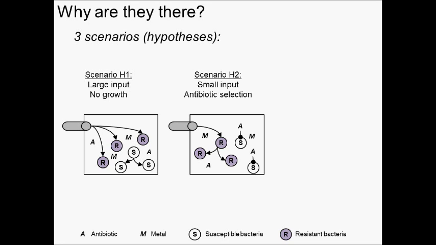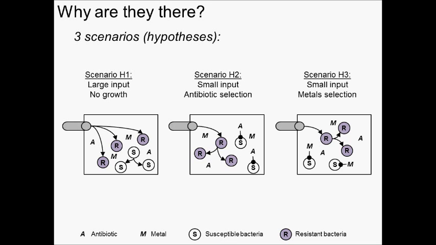Another scenario is that the input is relatively small, but the resistant bacteria in the environment grow because the wastewater discharge also includes antibiotics. Okay, so antibiotic resistant bacteria are being discharged along with the antibiotics, and the antibiotics hold down the susceptible bacteria, and that allows the resistant bacteria to grow in the vicinity of these discharges.